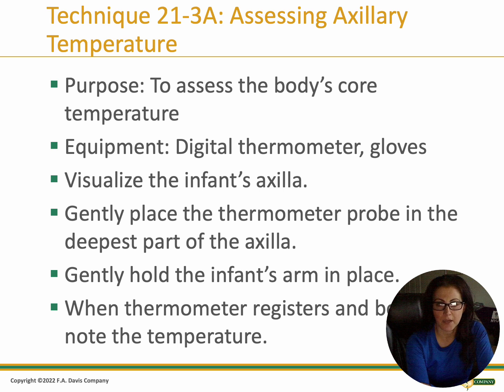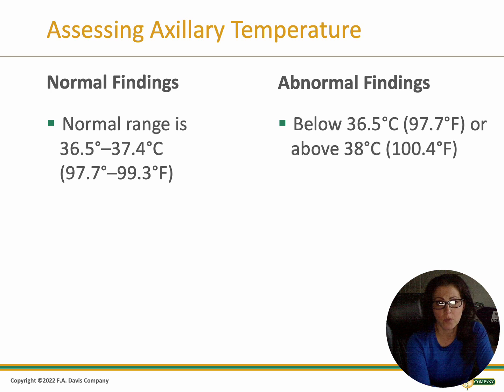We're measuring their axillary temperature to determine body core temperature, and usually we would routinely do an axillary temperature. The more accurate temperature reading is the rectal. However, rectal is not routinely done because of the risks of perforation unless ordered by the pediatrician or neonatologist. Normal range temperature is between 97.7 and 99.3 degrees Fahrenheit.